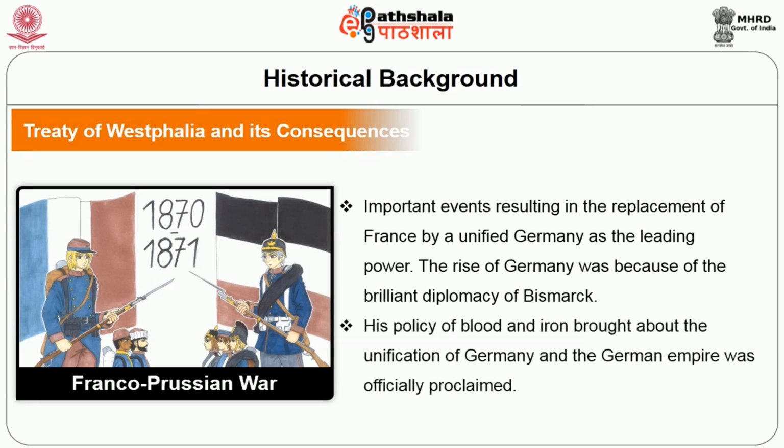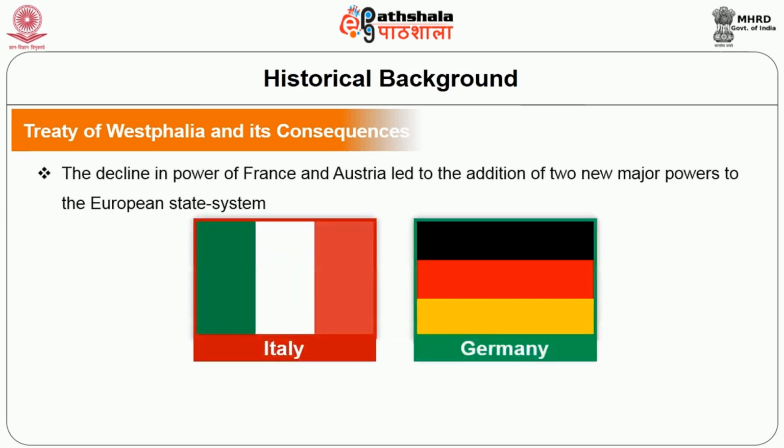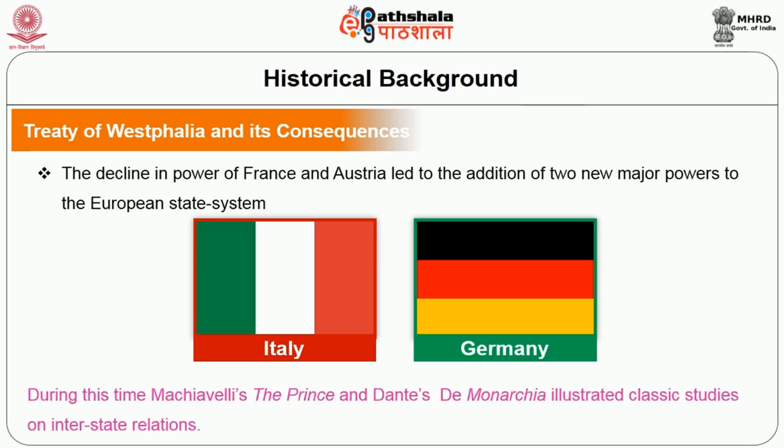His policy of blood and iron brought about the unification of Germany, and the German Empire was officially proclaimed. The decline in the power of France and Austria led to the addition of 2 new major powers in the European state system, Italy and Germany. During this time, Machiavelli's The Prince and Dante's De Monarchia illustrated classic studies on interstate relations.